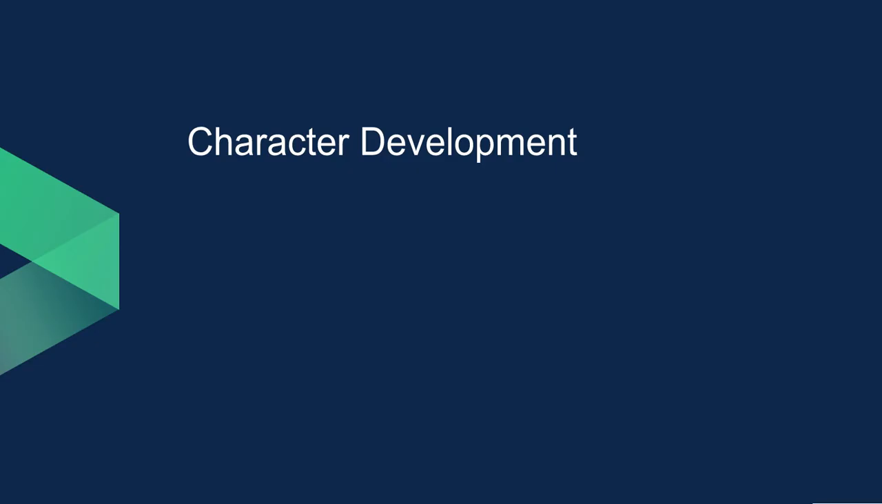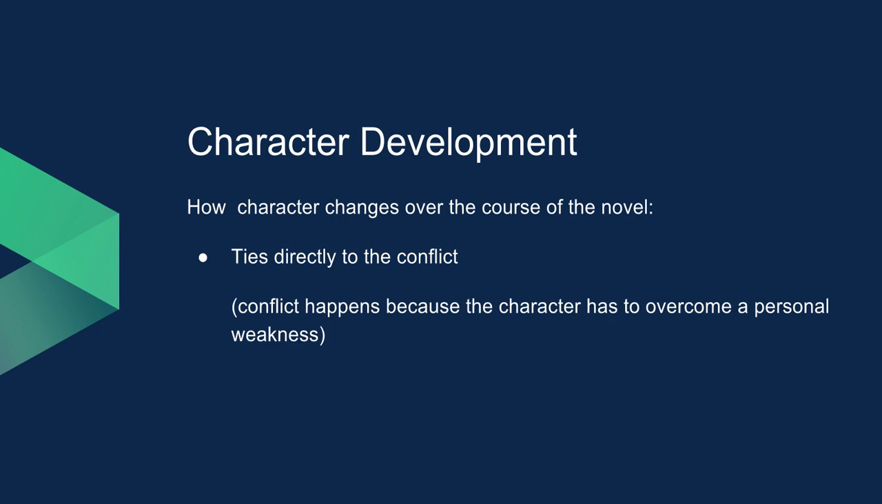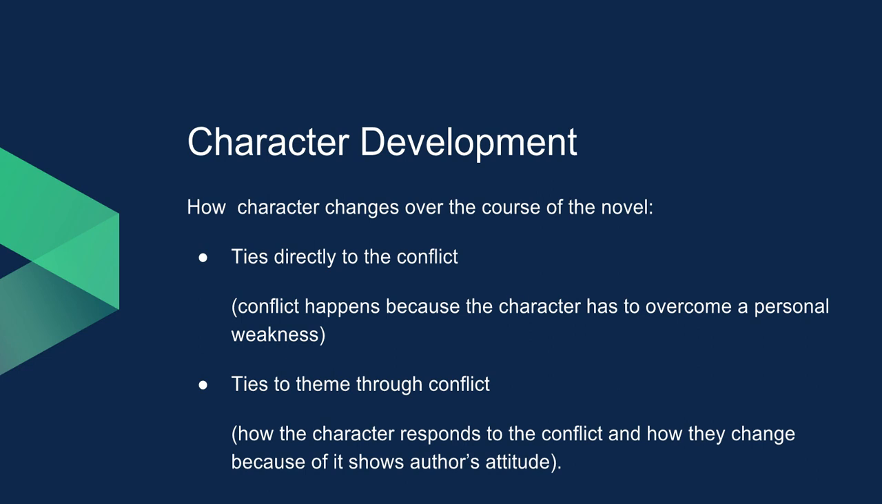And that brings us to character development, because a character does change over the course of a novel. Who they start out as is not who they will be at the end. This is directly tied to conflict. Conflict happens because the character has to overcome a personal weakness, and this ties to the theme through the conflict because of how the character responds to the conflict and how they will change will show the author's attitude.